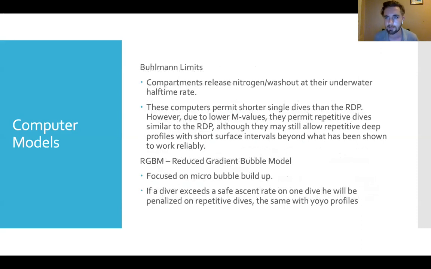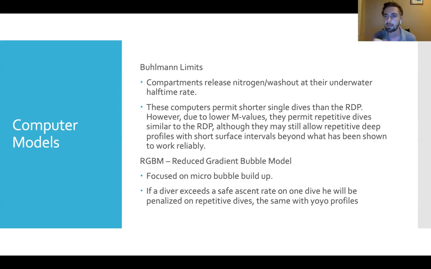Now, what is used commonly today, almost any dive computer that you're going to buy is going to be based loosely on either the Bowman limits or the RGBM model. There's a lot of different proprietary names for the actual models. For example, Aqualung uses the Pelagic model. This is just Bowman limits with a slight twist. The basis is nearly identical within a lot of them. And the idea with this is the compartments release nitrogen at their underwater halftime rate, but the actual single dives are going to be a little bit shorter than the RDP.